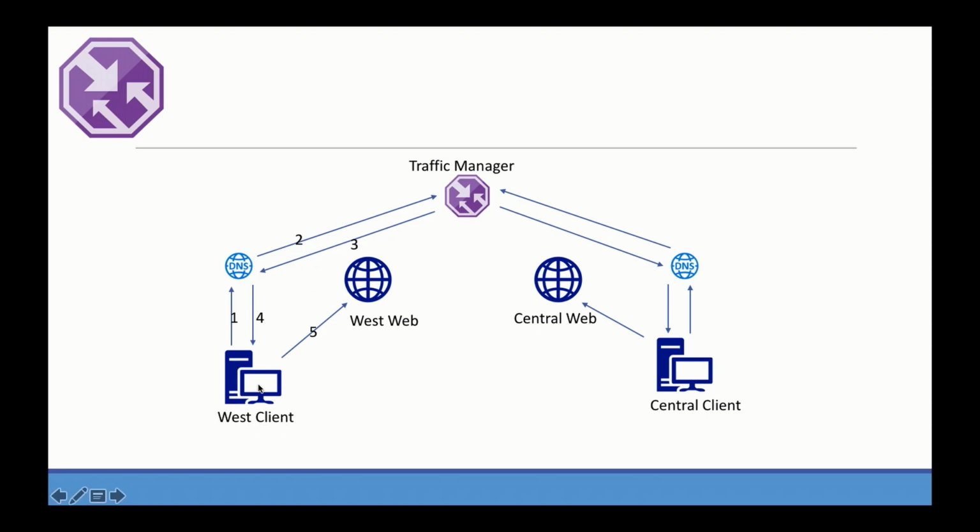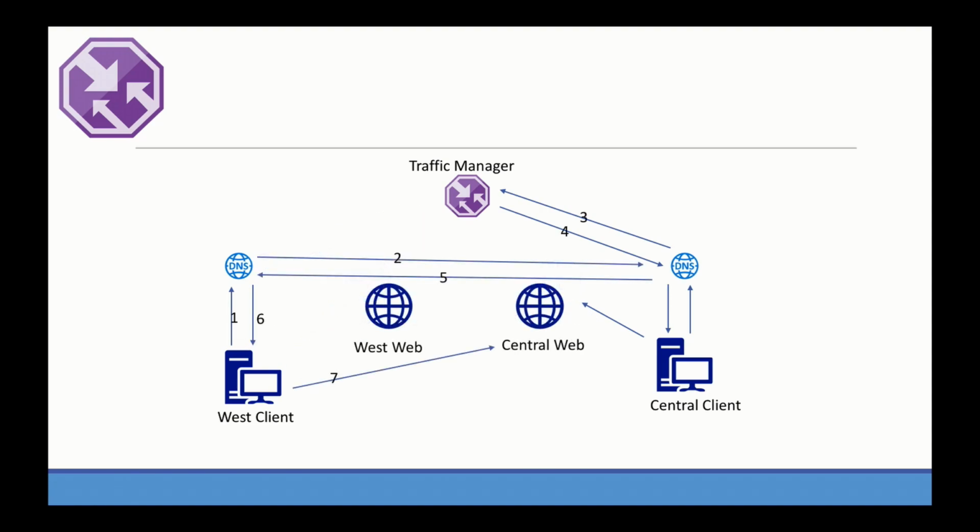Here we have West client. It's going to reach out to its local DNS server in West. That DNS server is going to do a recursive query, which is going to land it on Traffic Manager. Traffic Manager is going to see the DNS request coming from a server in West. It's going to hand back the IP address of the West website. That's going to get handed back to the client, and the client's going to go to West Web. So that's the way it should work.